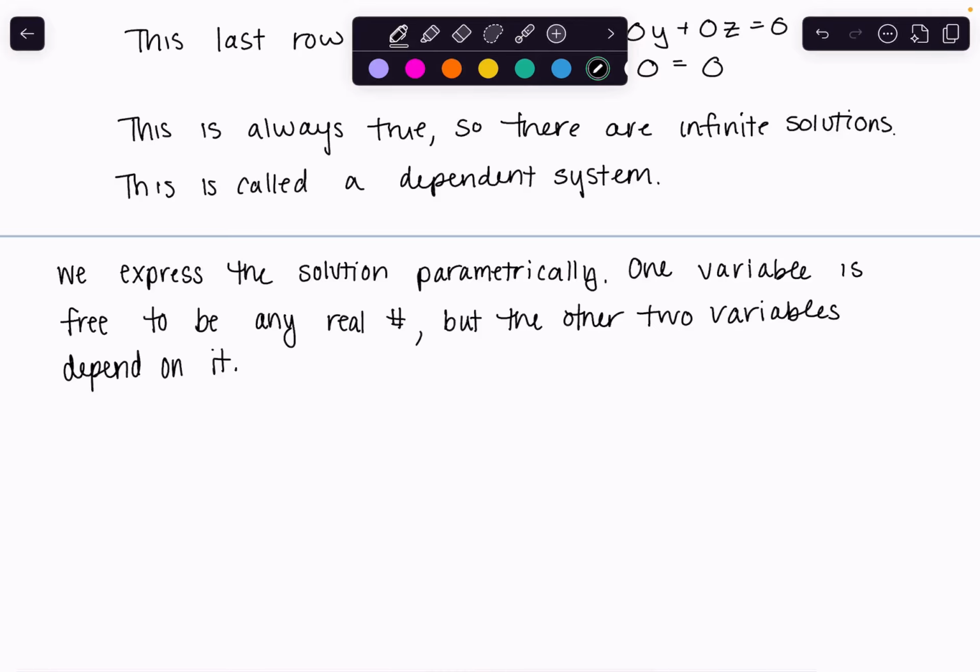So here we're going to let z be a real number. The second row of our reduced system tells us the following.